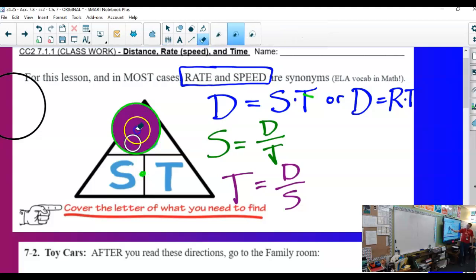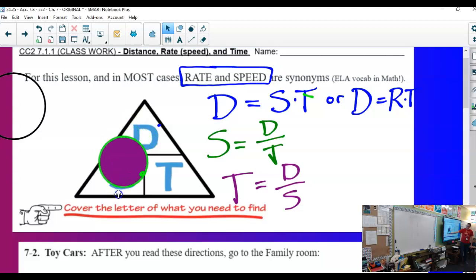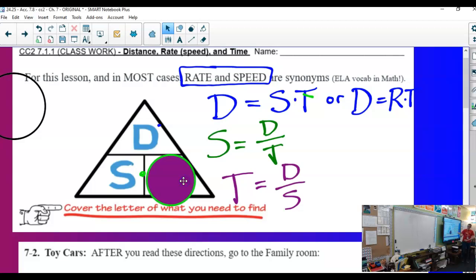If I instead cover up the S, it's D over T. If I instead cover up the T, it's D over S, the division. Whatever we cover up, what's left is how we find it.